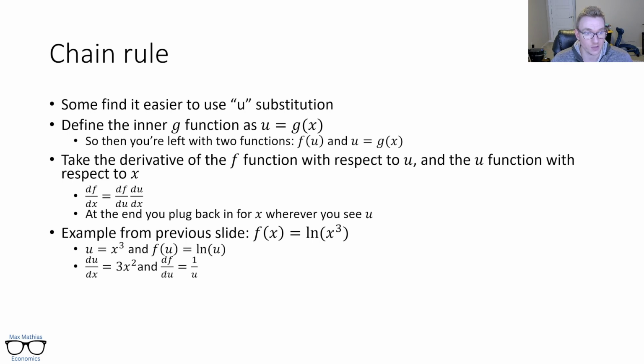So the derivative of u with respect to x is 3x squared, that's the power rule, and then the derivative of f with respect to u is just 1 over u, that is that log rule that we talked about. Now plug back in for x wherever you see that u, and you multiply them together. So doing that math, we're going to have 1 over x cubed times 3x squared, 3 over x, you get the exact same answer. If u substitution is easier for you, absolutely do it.